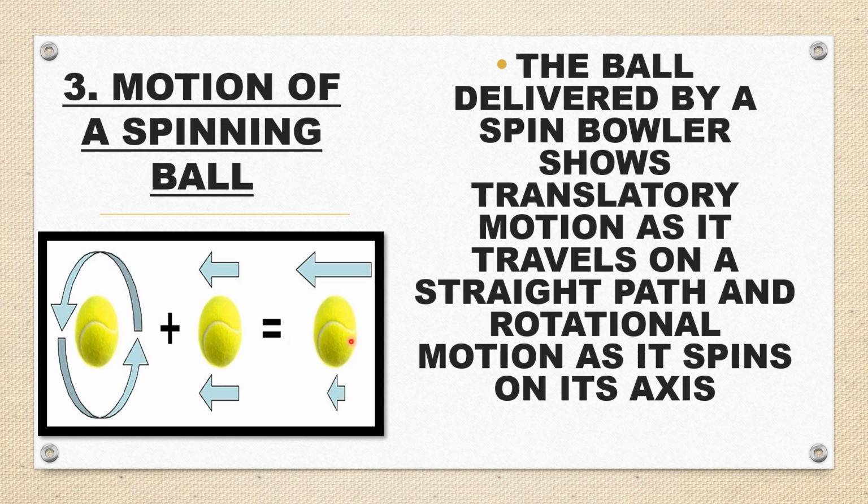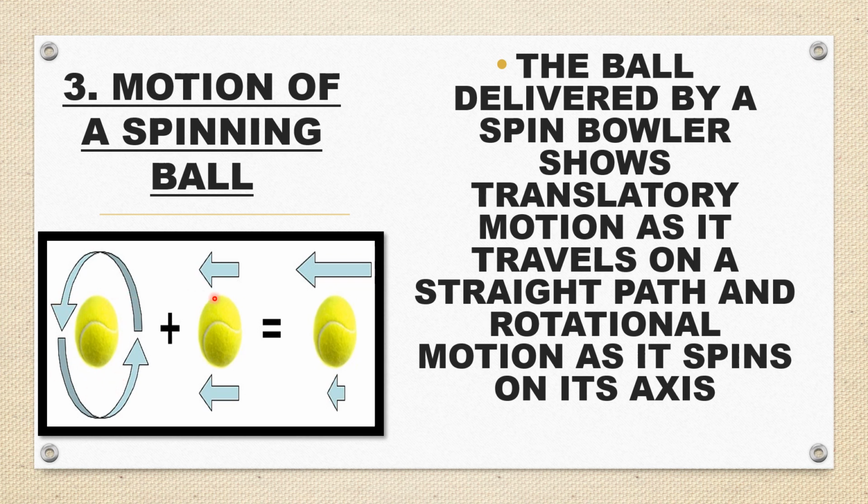So this ball that is being delivered by the spin bowler or any fast bowler is going to move forward, definitely showing translatory motion, as well as spinning about its own axis like this. Like this, it's going to keep on moving. So both motions are exhibited in the motion of a spinning ball. That is, it's moving forward as well as spinning about its own axis.